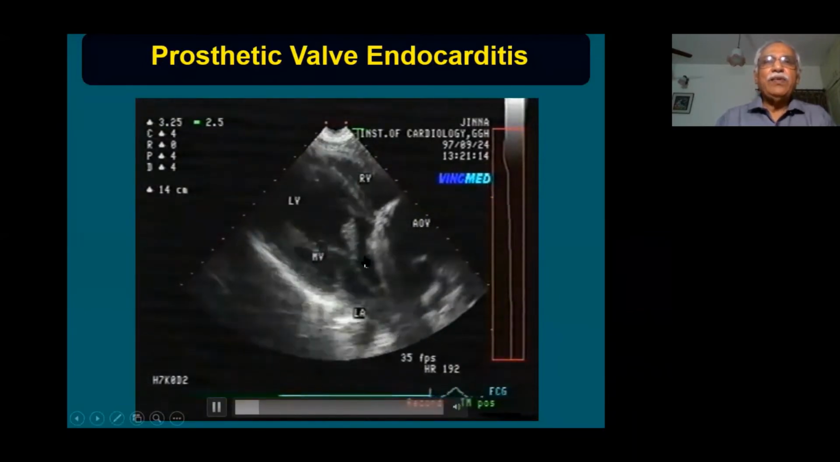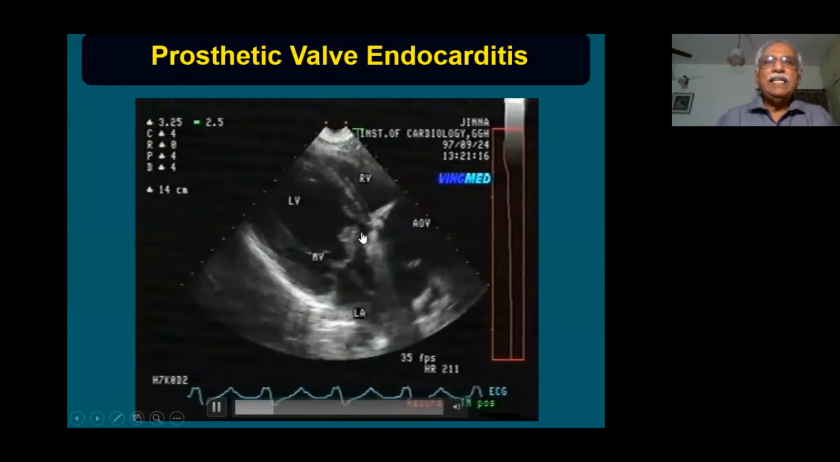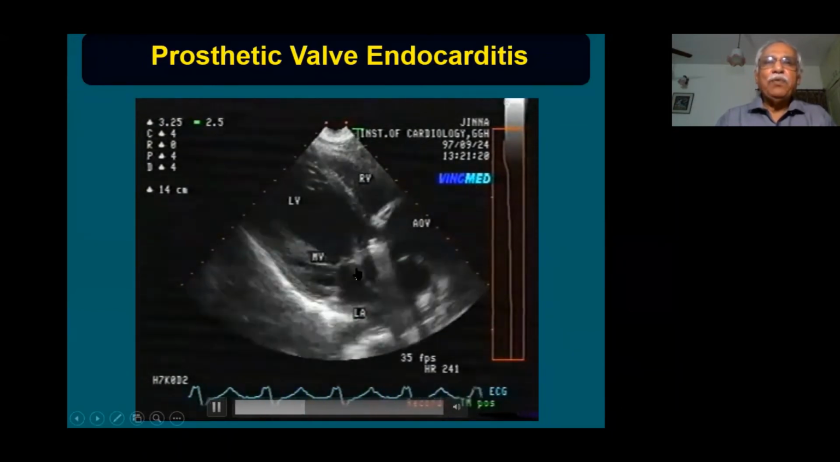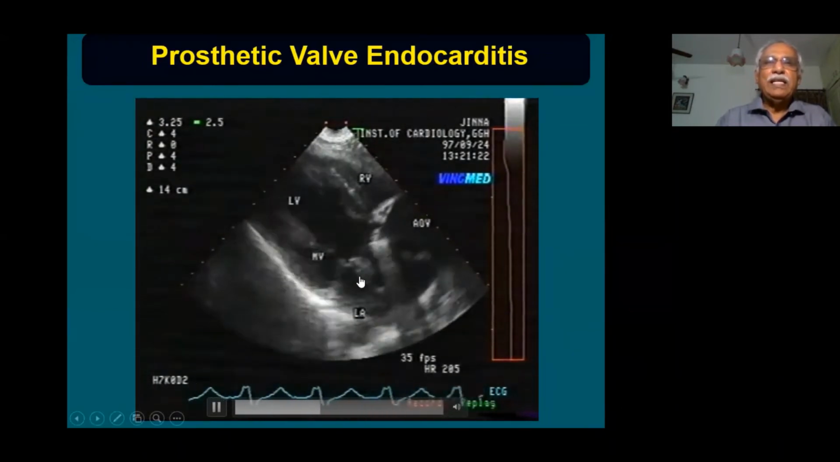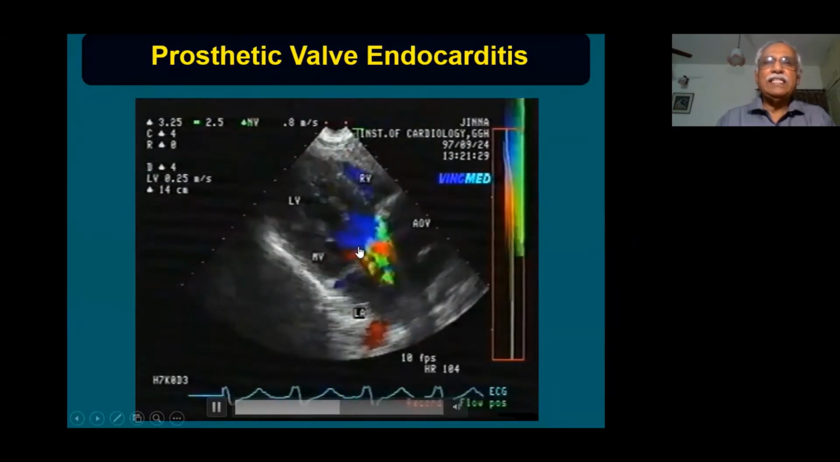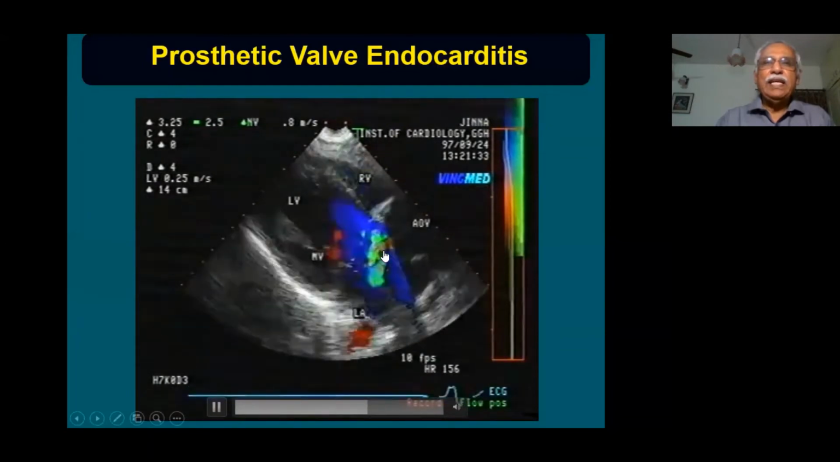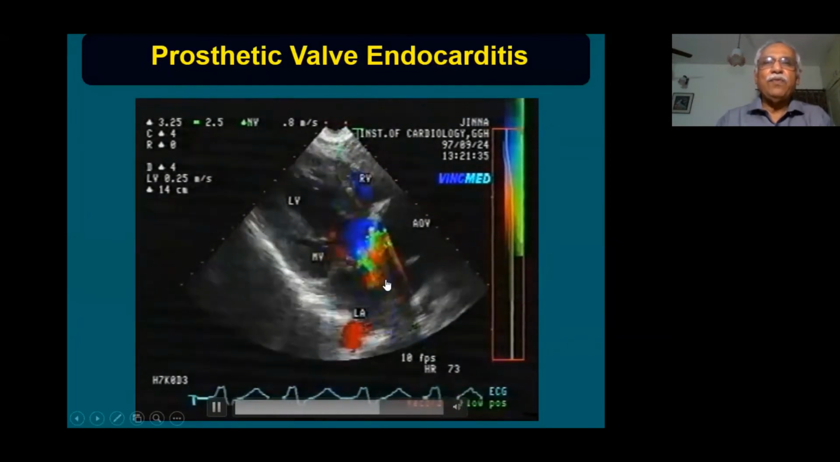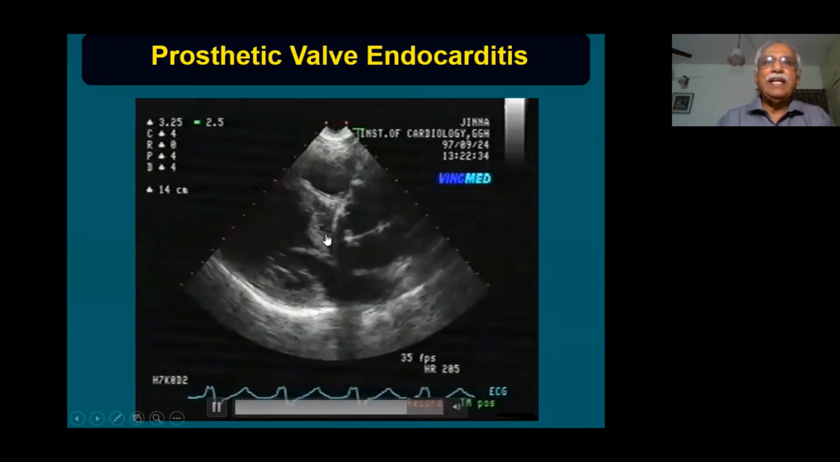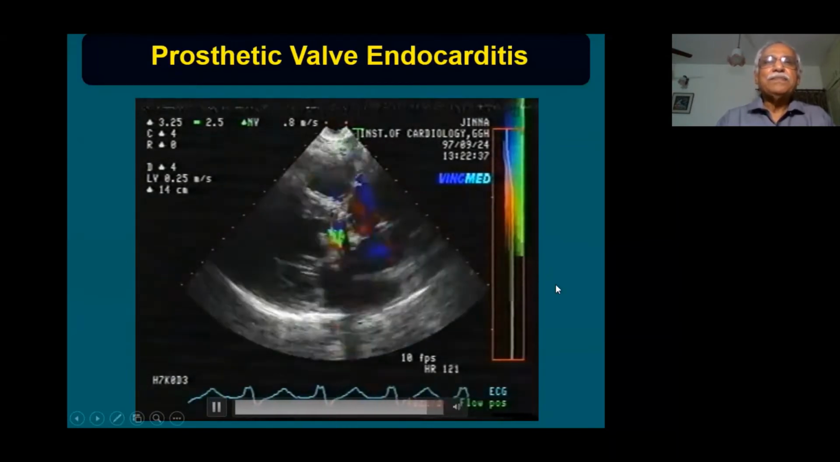This is a patient with aortic valve endocarditis and dehiscence of the valve. You can see a large mass over the posterior portion of the aorta, and it is moving freely, and there is a significant aortic regurgitation, and there is a gap between the suture ring and the posterior wall of the aorta. There is almost complete dehiscence of the ring of the prosthetic valve.